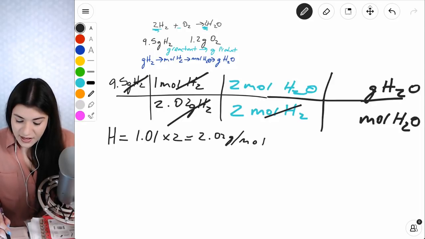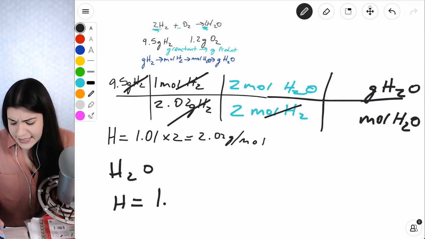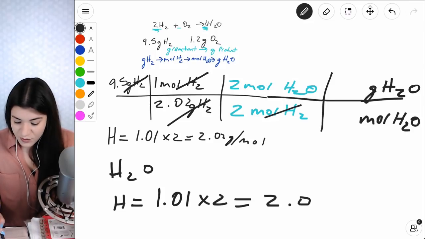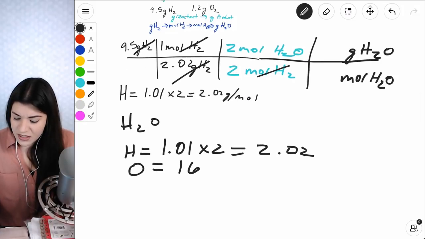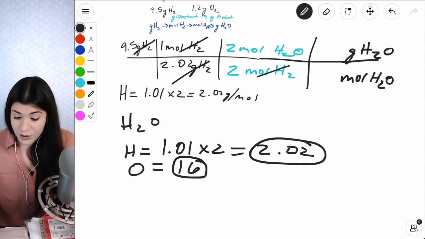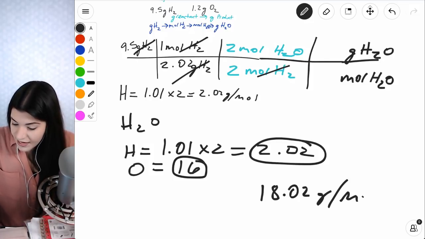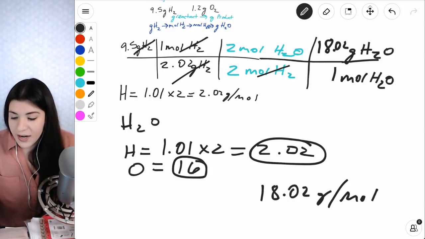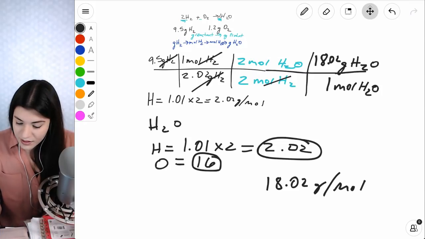We'll find the molar mass of H2O. So since there are 2 H's, this would be 1.01 times 2. So that is 2.02, and oxygen has a molar mass of 16. I'm just using the periodic table from there. So 16 plus 2.02 would give us 18.02 grams per mole. That's what I'm going to place on top, 18.02, and on the bottom would be 1 mole of water, and then I'm going to multiply straight across and divide by both of these multiplied.